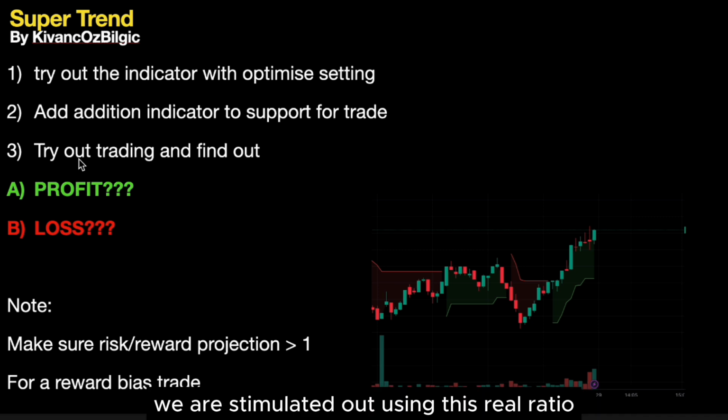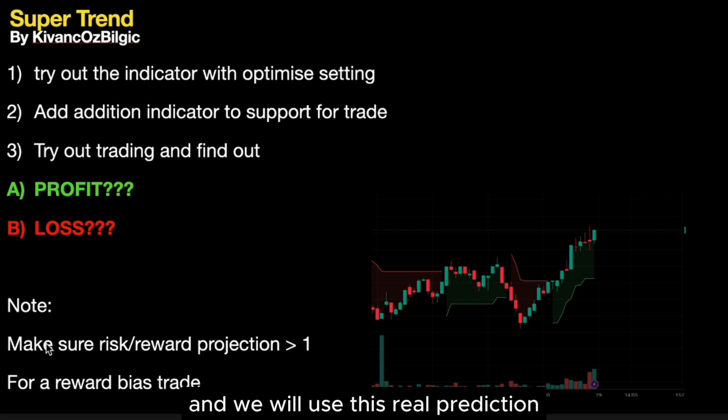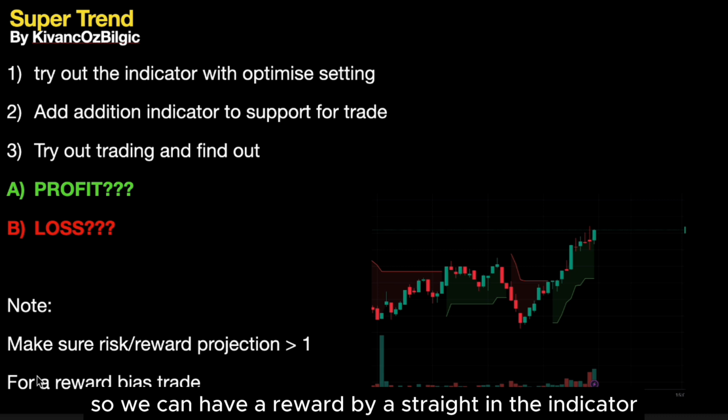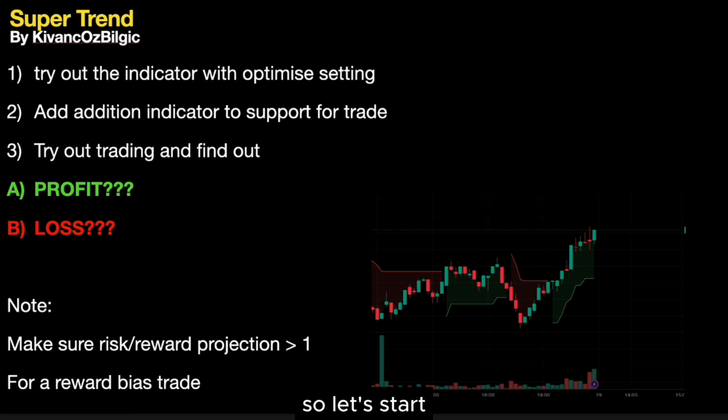losses. We will simulate using risk reward ratio, and we will find out the profit and loss, and we will use risk reward projection. We need to make sure our risk reward projection is more than 1, so we can have a reward-biased trade in the indicator. So let's start.